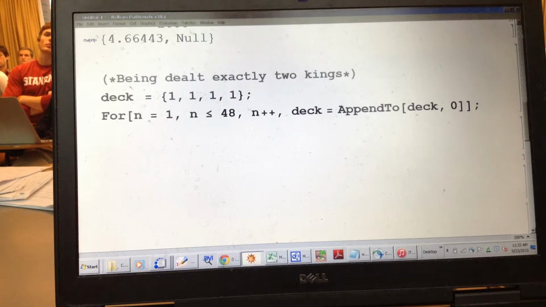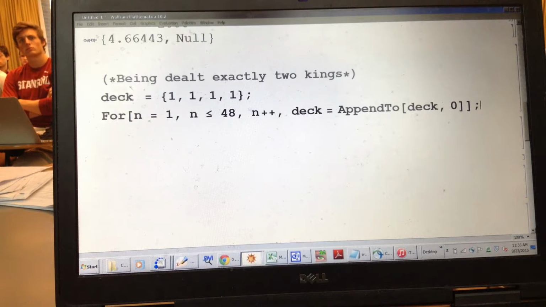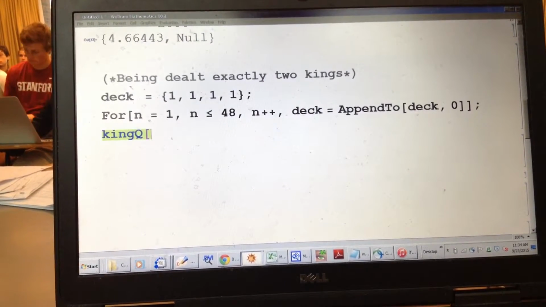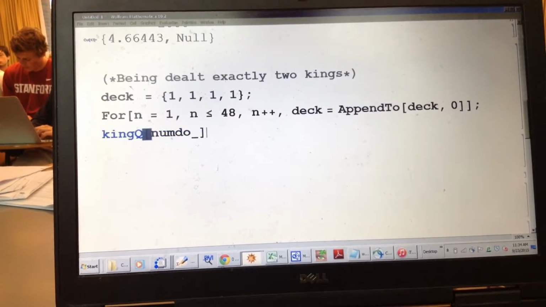So if you change things by magnitudes like that, you can make it very easy to see how many kings and queens you have. There are games you can play like this using properties of the integers. All right, so we have n goes from 1 to 48. This is now going to form a deck of 52 cards. So now we're going to do kingQueen, which will be a function of numdo again.